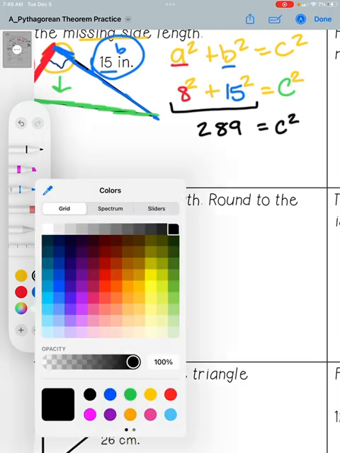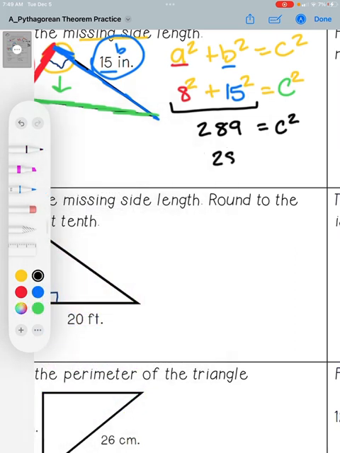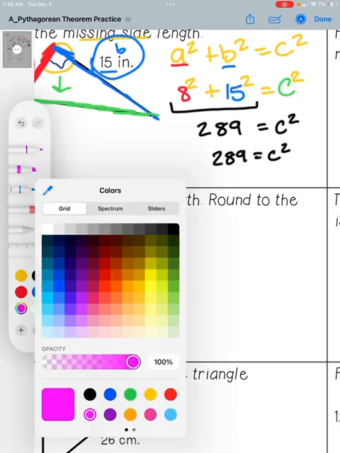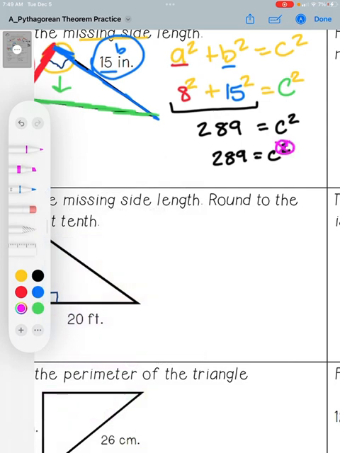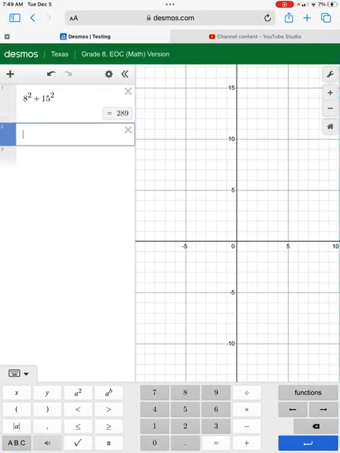Okay, and to get rid of the square, I'm gonna actually just rewrite that one more time. So 289 is C squared, and we are going to get rid of the square. To get rid of the square, you have to take the square root of the other side. So you need to type in the square root of 289, and that'll be your final answer. So the square root of 289, square root is right there.